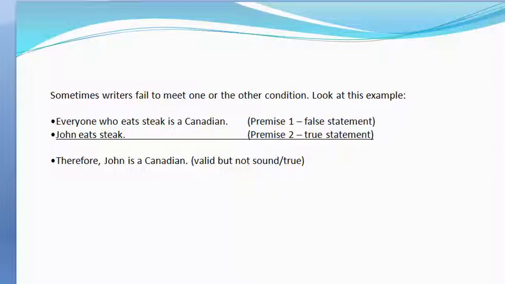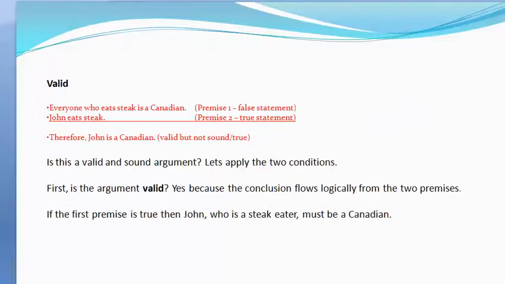Sometimes writers fail to meet one or the other condition. Look at this example. Everyone who eats steak is a Canadian. John eats steak. Therefore, John is a Canadian, which is valid, but not sound or true. Valid. Everyone who eats steak is a Canadian. Premise 1 is false. John eats steak. Premise 2 is a true statement. Therefore, John is a Canadian. Valid, but not sound or true.